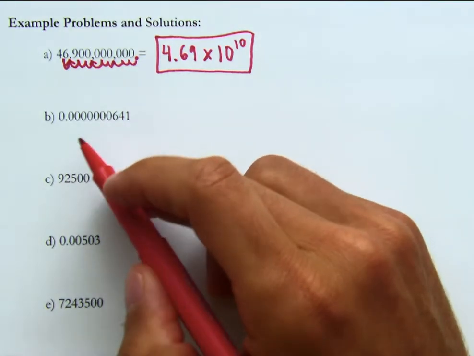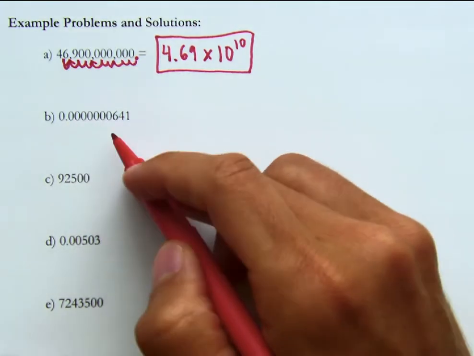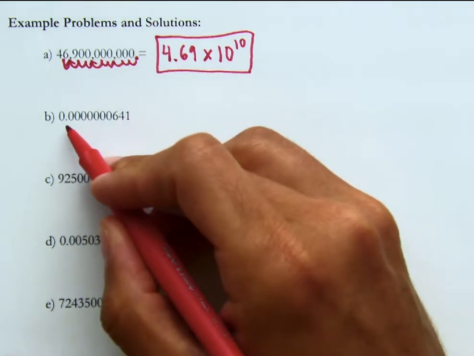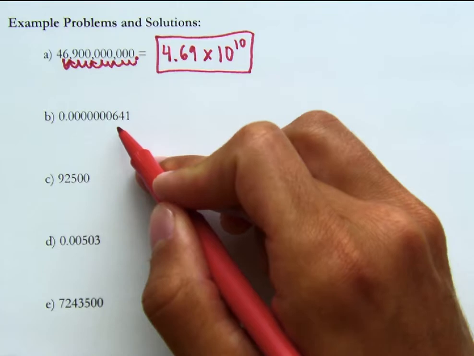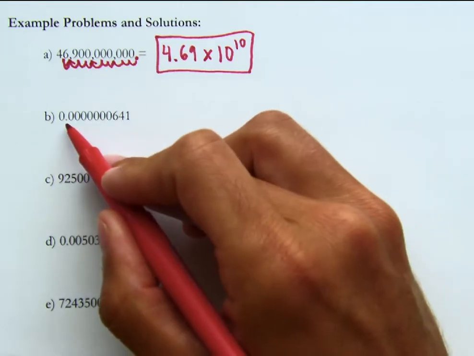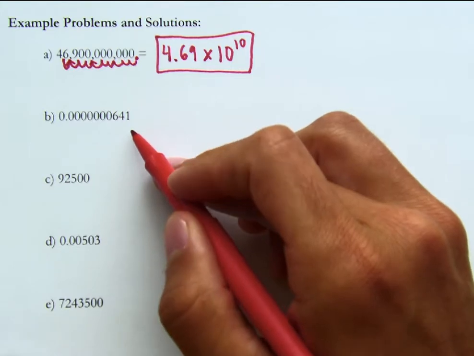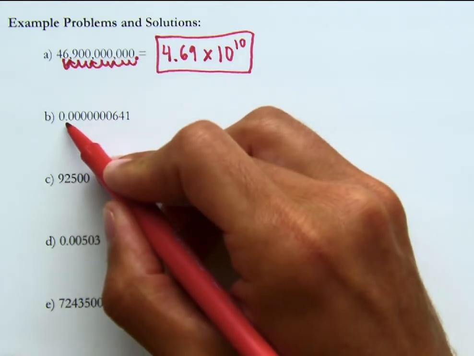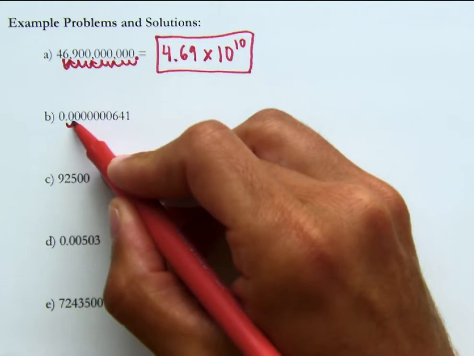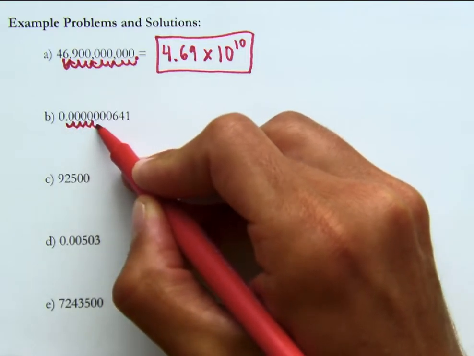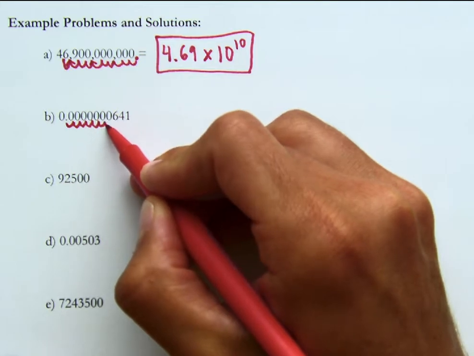So this next problem, this is a number less than 1. This number is not between 1 and 10. It's less than 1. So I have to move this decimal point, in this case, to the right until I get a number between 1 and 10. So I can move it 1 place, 2 place, 3, 4, 5, 6, 7.